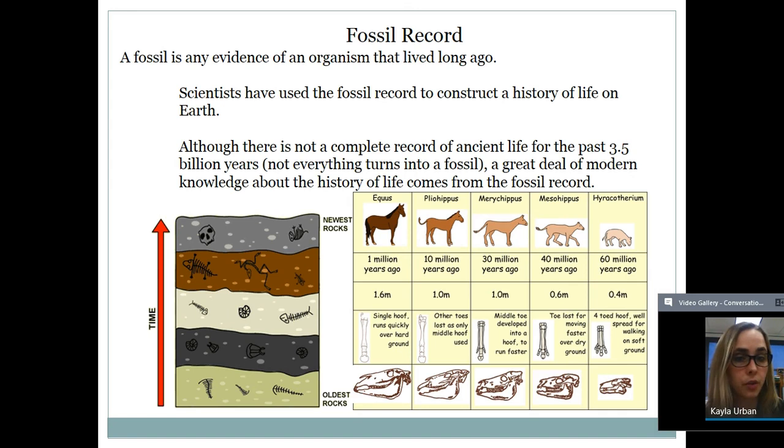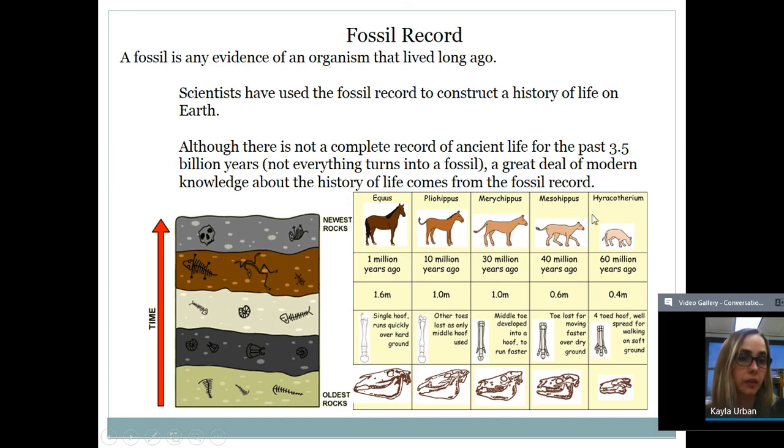Then 30 million years ago, they developed a middle toe into a hoof so they could run faster. And then they lost their toes and only had the middle toe used as a hoof about 10 million years ago. And 1 million years ago, we developed our horses kind of as we know them now, with a single hoof that runs quickly over hard ground. They're much larger and they have different bone structure in the skulls. So you can see the change in skull and the change in their limbs over time as recorded by the fossils that we have found.